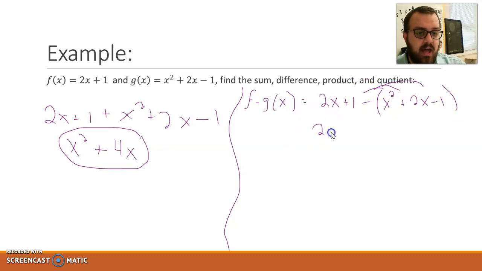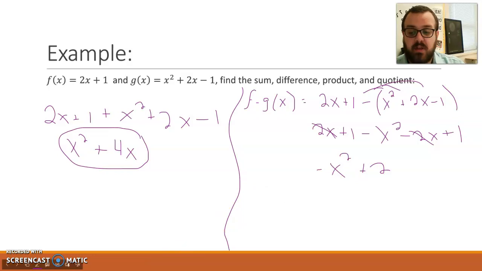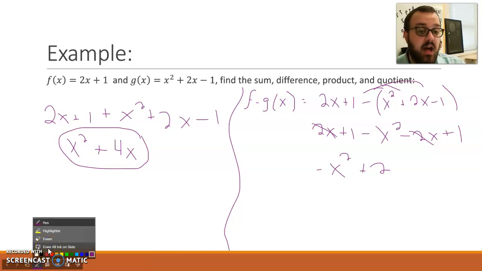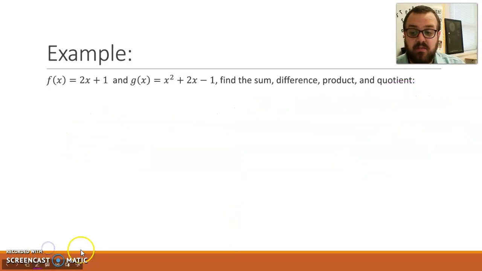I'm going to get 2x plus 1 minus x squared minus 2x plus 1. These two x's will cancel when I go to combine like terms. I'm going to end up with, and 1 plus 1 is 2. So I'm going to get negative x squared plus 2 as being the difference of the two. Okay, just again, all I'm doing there is subtracting g of x from f of x.